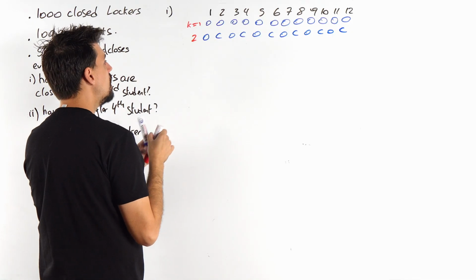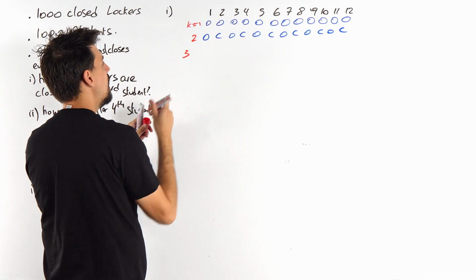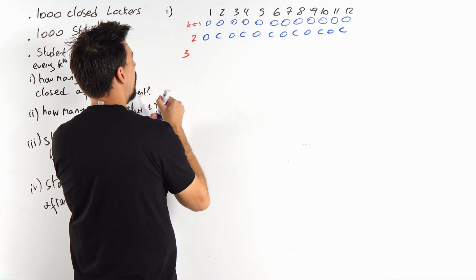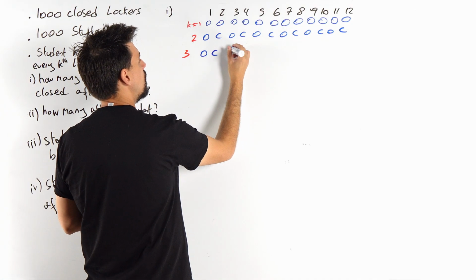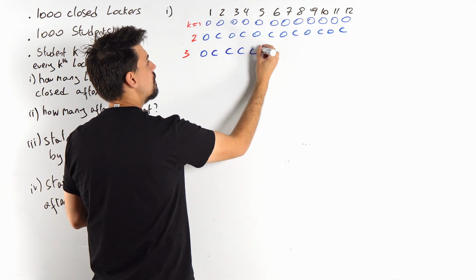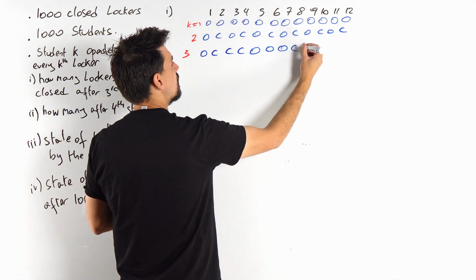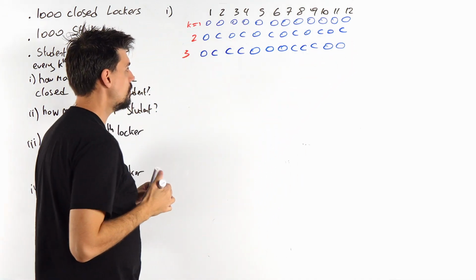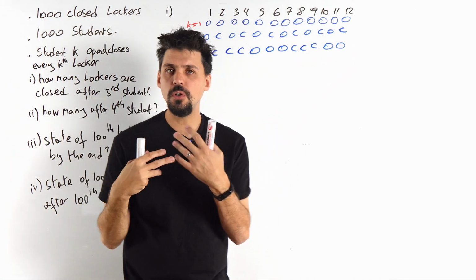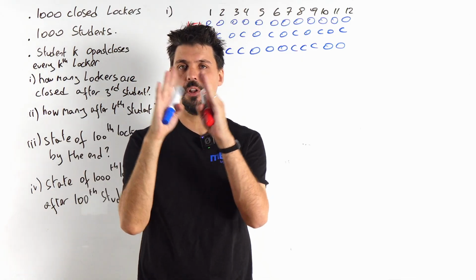Then student 3 comes along. And like we said, student 3 potters along. Not a multiple of 3, I don't care. Not a multiple of 3, I don't care. Multiple of 3, I'm going to change you. Don't care, change you. Don't care, change you.